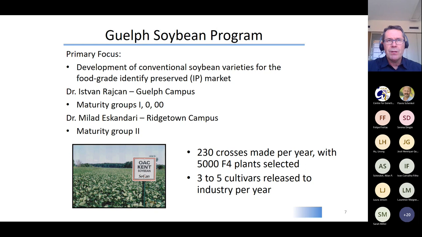So it may be interesting to know that approximately 25% of about 3 million acres of soybeans grown in Ontario every year is non-GM or food grade. So that's a significant market for Guelph soybeans.